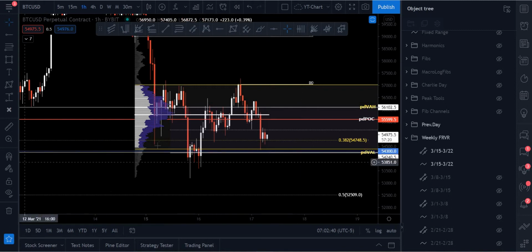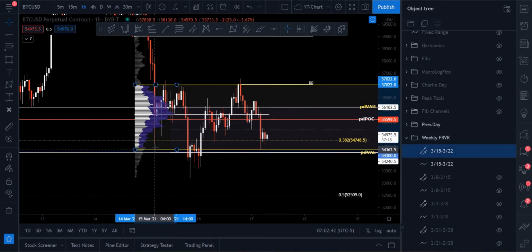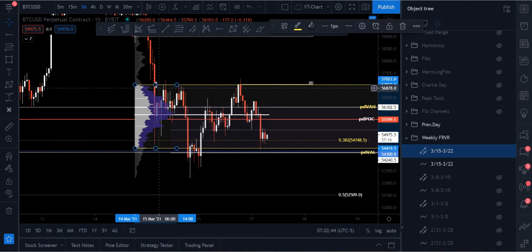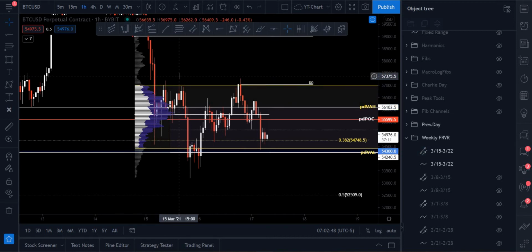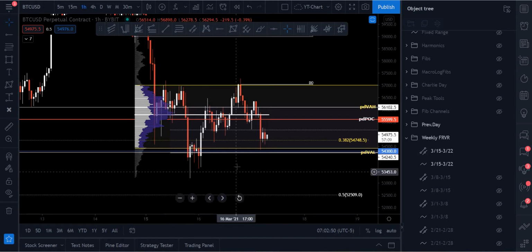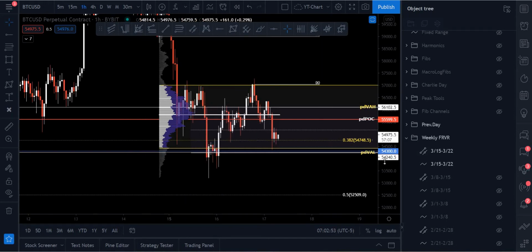So I don't normally use a 4 hour for supports or resistances, but I will if there is an SFP involved. That is the only exception I'll make on that. I know some people like putting 4 hour supports and resistances on their charts. It's not something I'm looking for.